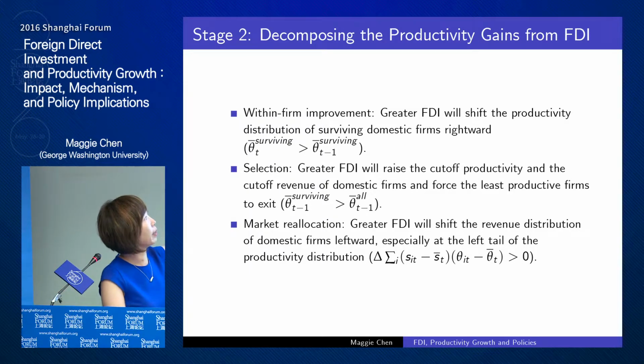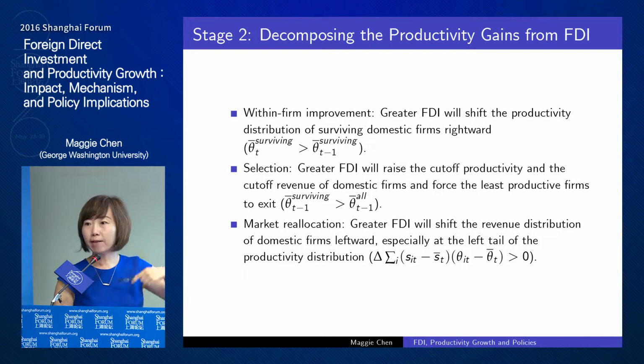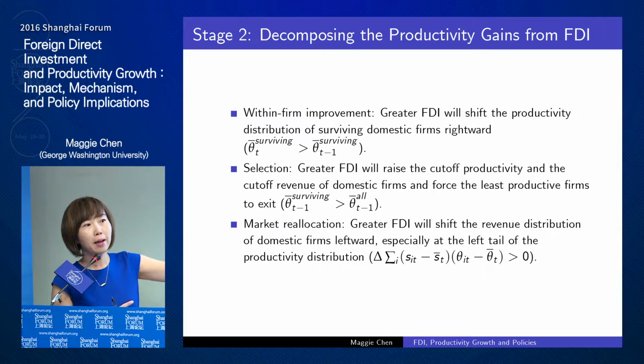Okay? But then we want to decompose that aggregate gain into parts. I'm not going to talk about the algebra behind it, but we are trying to decompose the aggregate productivity gains to the within firm productivity improvement. So the domestic firms can become more productive within themselves because of spillover, because of self-upgrading. But the aggregate productivity can also increase simply because we got rid of the least performing domestic firms. And it can also increase because we reallocated resources towards the more productive domestic firms. So there are these three components in this. So we're trying to decompose that, and how do we show that?